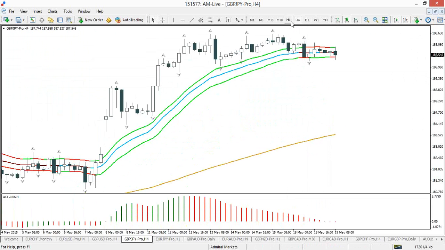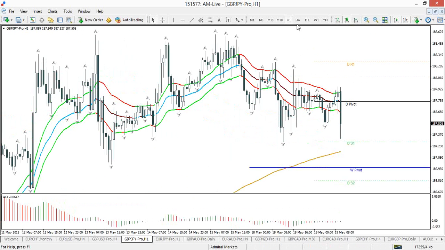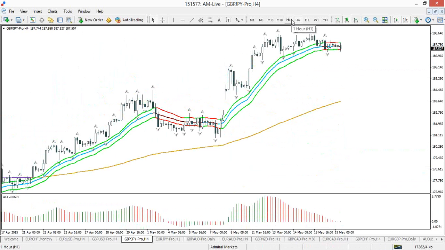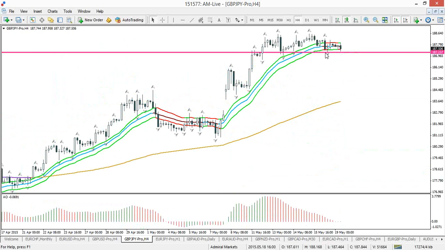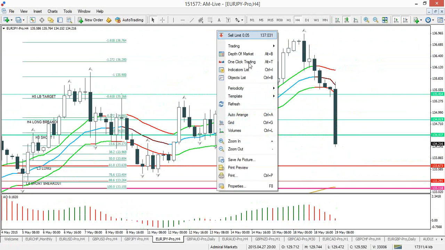Alrighty, looking at the 4-hour chart and hourly chart. The green and blue-green line is the 21 EMA moving average, high, low, and close. So a break below this fractal, a break below 187.25, could see that acceleration down to 185, but it's definitely going against the trend. Euro yen is falling even more because of the euro. Let me clean up this chart.